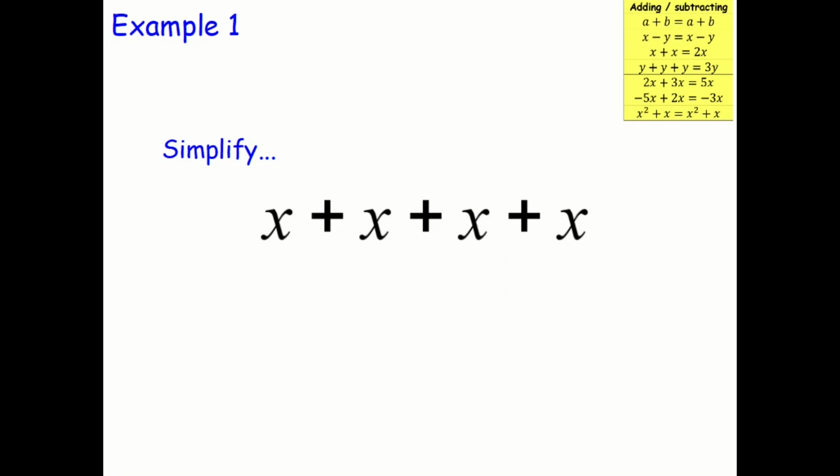So let's have a look at example number 1. It says simplify x plus x plus x plus x. If we look back at the rules we just looked at, x plus x gives me 2x, and if you remember, it's like having a 1 in front of each one of them. So if I've got 1x plus 1x plus 1x plus 1x, I get 4x. Similarly to where I got 2x from here: x plus x makes 2x.